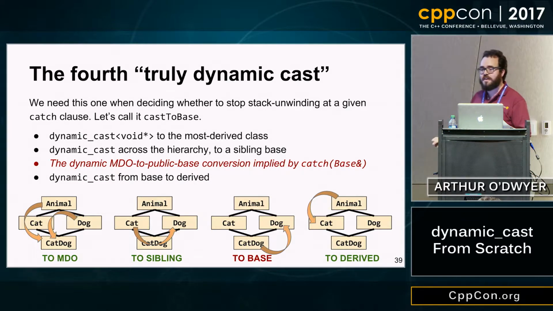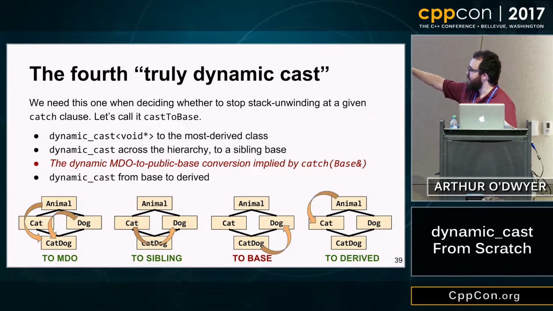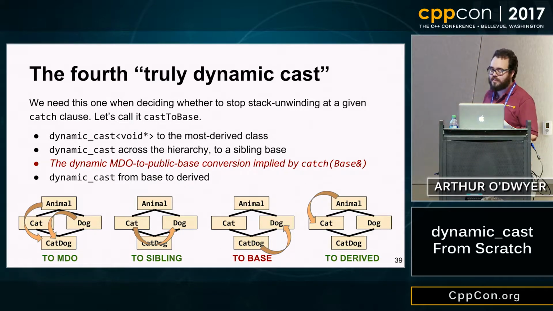So if I have a pointer to the most derived object, such as I got from dynamic cast to void star, and I want to know, is a Siamese cat a cat? Is a Siamese cat a right cat? For the purposes of catching, then I actually need to dynamically cast to a base where I have an object that I don't know statically what it is, but dynamically I have a pointer to it. I have its address, that is, and I want to know if that is a dog. So that's the fourth truly dynamic cast.